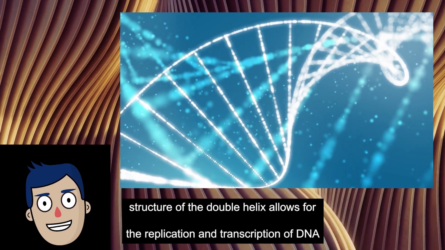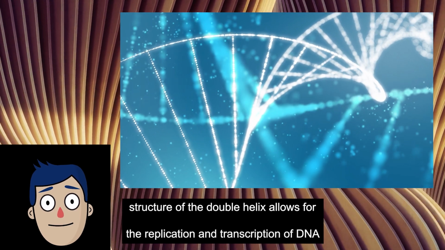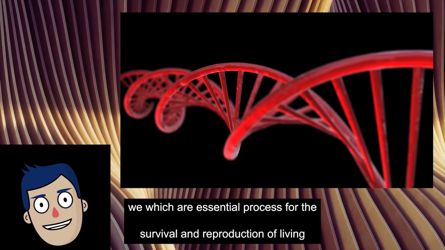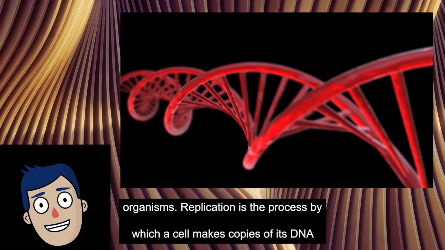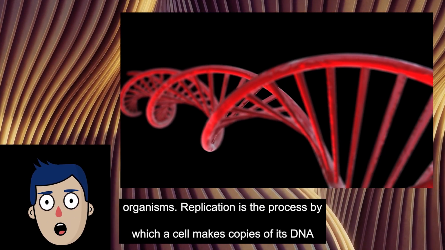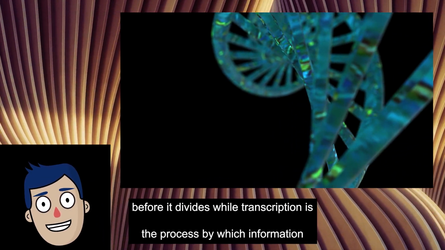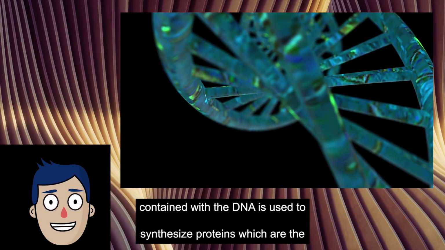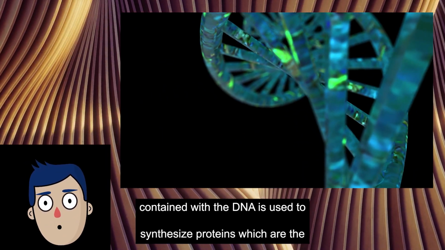The structure of the double helix allows for the replication and transcription of DNA, which are essential processes for the survival and reproduction of living organisms. Replication is the process by which a cell makes copies of its DNA before it divides, while transcription is the process by which information contained in the DNA is used to synthesize proteins, which are the building blocks of the cells.